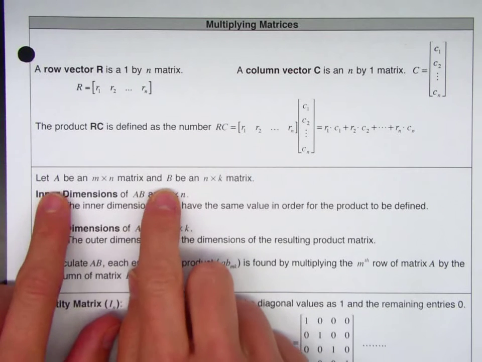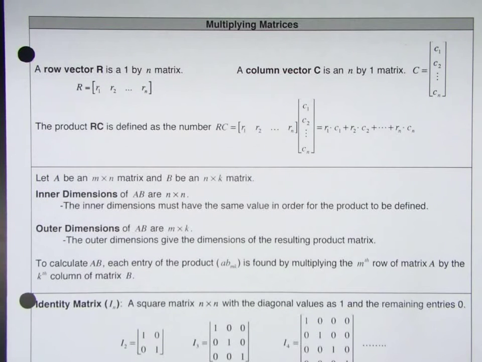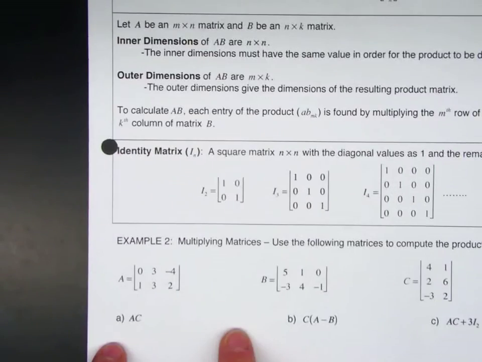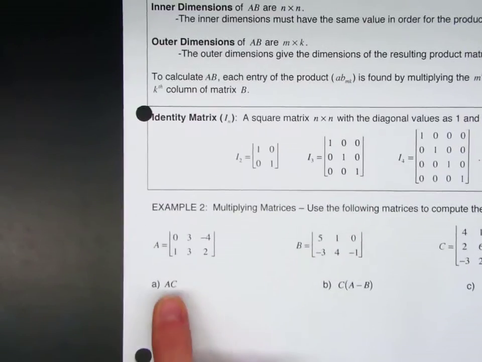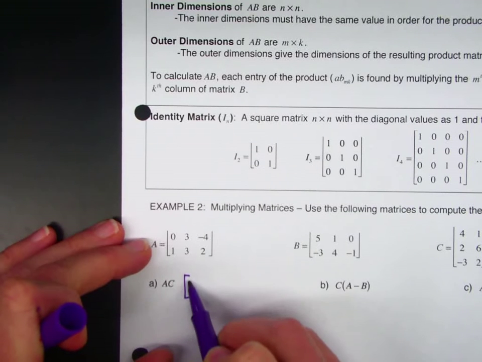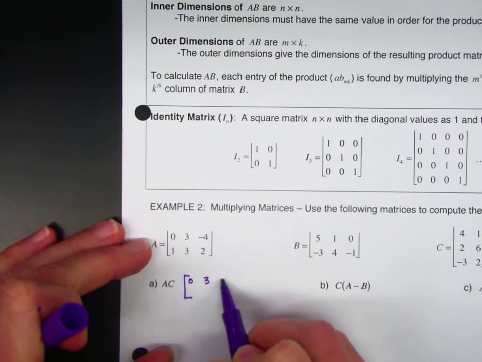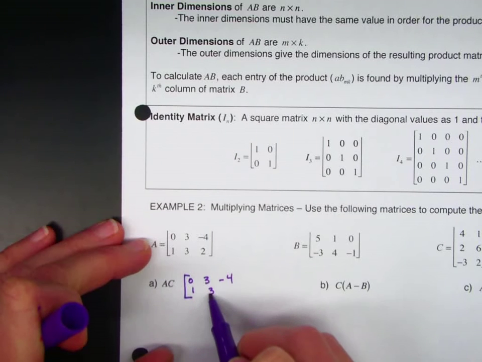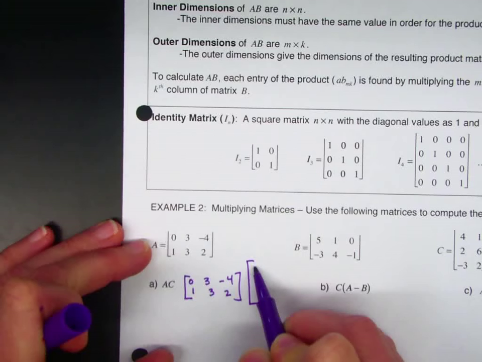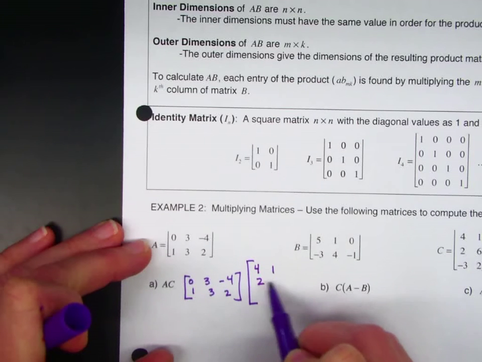Now, before we can even figure out if we can multiply them, we need to look at the two dimensions of the matrices we want to multiply. So I'm going to talk about this while we're actually looking at one. So here we have AC, right? So what I'm going to do is write this out here. A is 0, 3, -4, 1, 3, 2, and C is 4, 1, 2, 6, -3, 2.